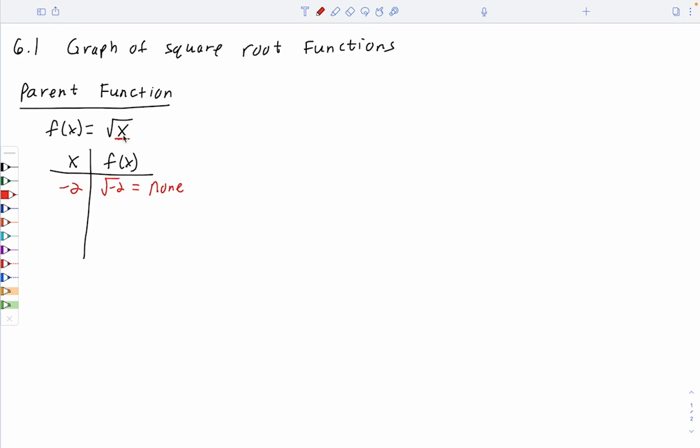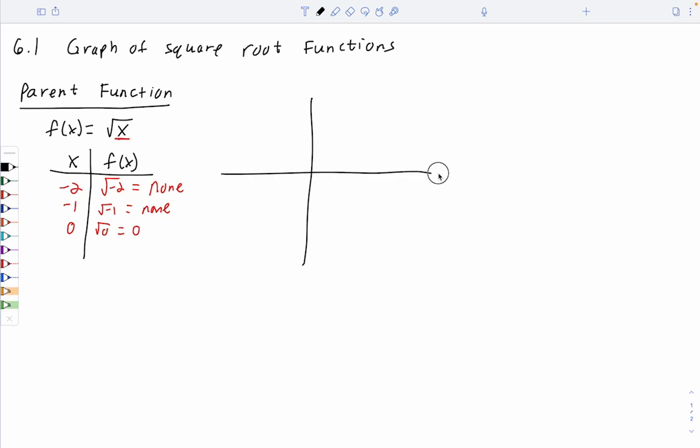If you were to type this into the calculator and go to the table, the TI-84 or Desmos would say something like undefined or error. Same thing with -1. This would be the square root of -1, which again would be nothing, so none. That would not be in the real number system, so we can't see it on the xy grid. If I plug 0 in for x, the square root of 0 would just be 0. So (0, 0) would be a point on our xy grid.